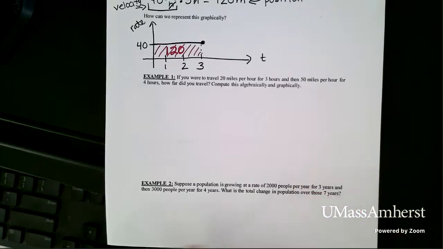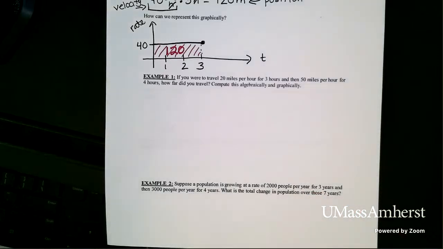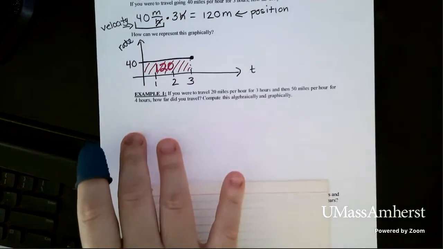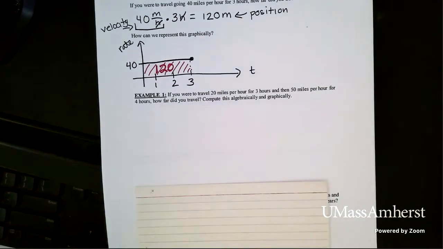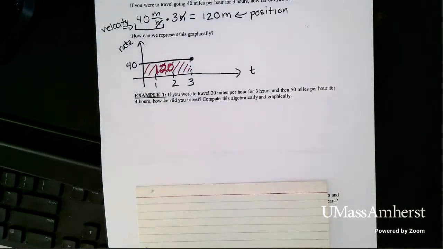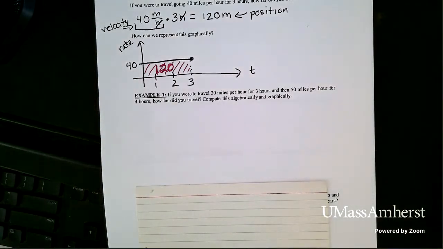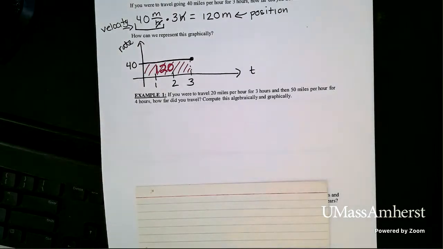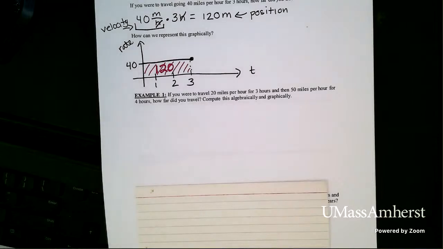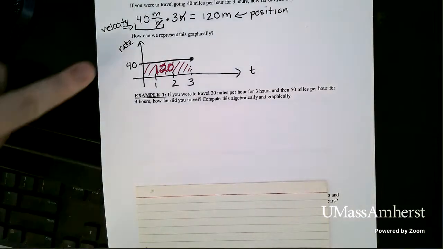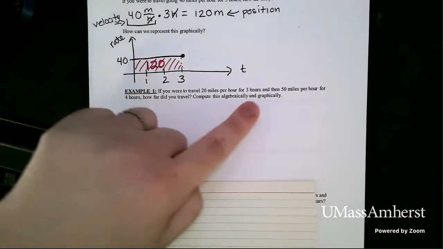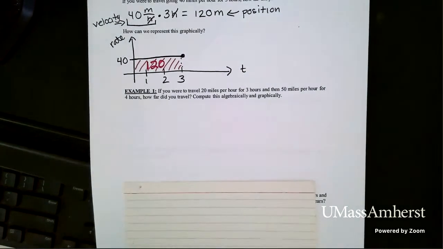So we're going to try this out with the next example where we're going to do something very similar, but now we're going to have 2 legs on our trip. So suppose you want to travel 20 miles per hour for 3 hours and then 50 miles per hour for 4 hours. How far did you travel? So I want you to compute this algebraically and then think about how you might draw the graph to represent this. So we did this with a single rate times time for this one. Now we have 2 different rates with times for this one. So how do we add in a second leg to our trip?